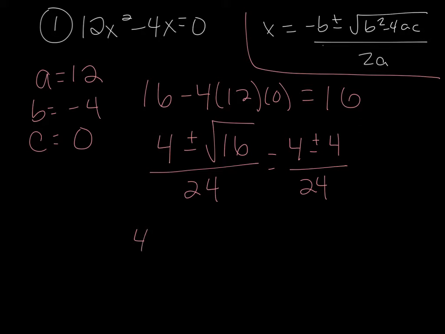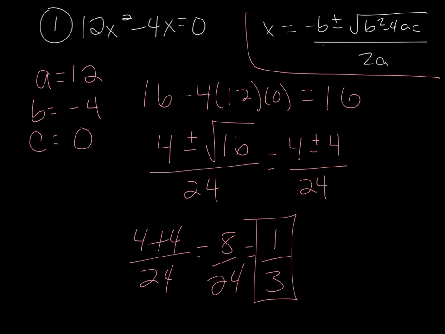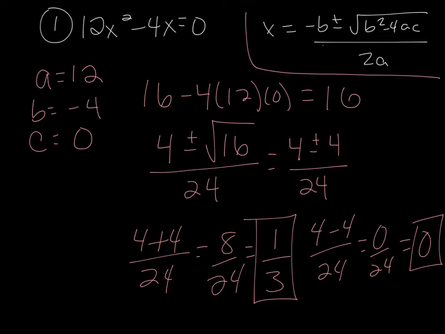So we have 4 plus 4 over 24. Well, 4 plus 4 is 8 over 24. Although 24 can't go into 8, you can simplify this and divide them both by 8, and you get 1 over 3. So that's my first answer. My other answer will come from 4 minus 4 over 24, which is 0 over 24. Well, 0 divided by anything is just 0. So those are my two answers.